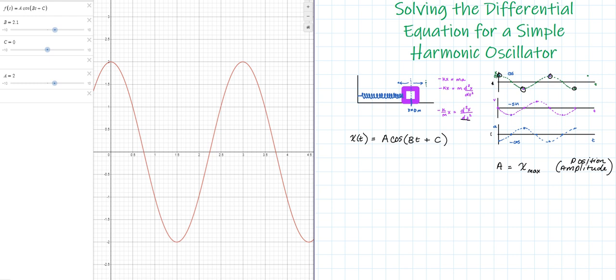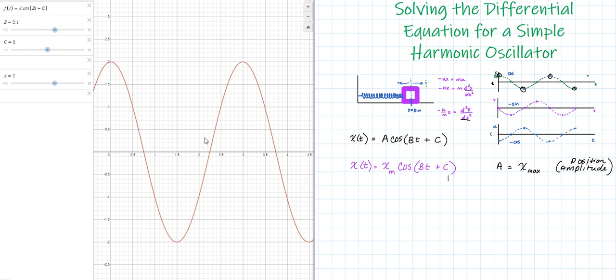So let's slowly add to this equation. We know that this is x sub m, and I'm just going to put an m instead of the whole term max, and I'm going to say x sub m times the cosine of b times t plus c. Next up, we are going to look at what the b term does.